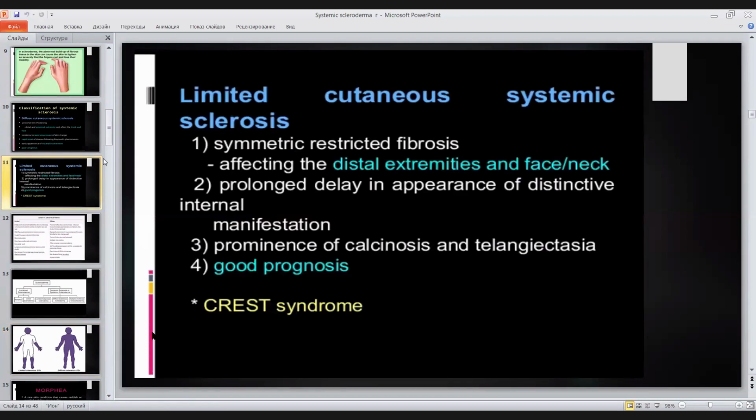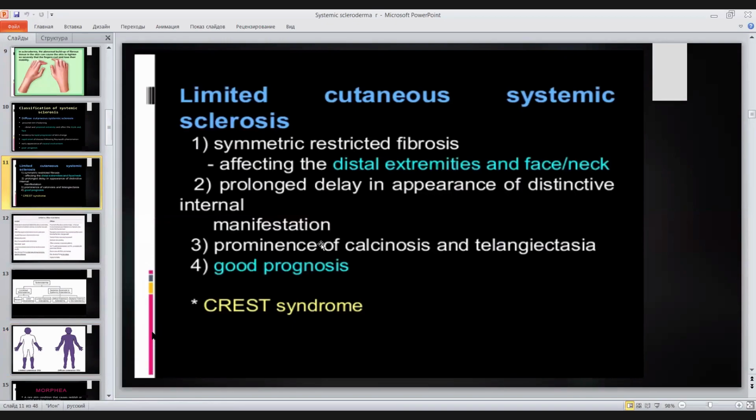In limited form, they will mainly affect the distal part of the skin. I already showed this picture, and strongly associated with CREST syndrome. We will discuss what CREST syndrome means later. And it is a good prognostic factor, compared to the diffuse form. Internal organs are involved, but later. In diffuse form, there will be early involvement of internal organs.